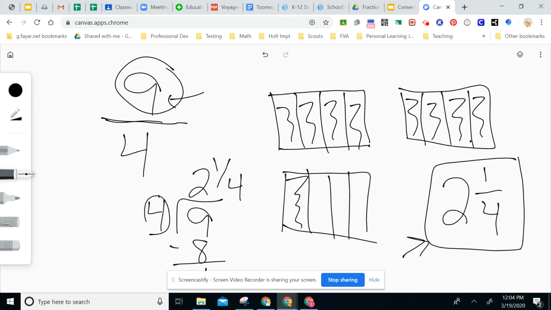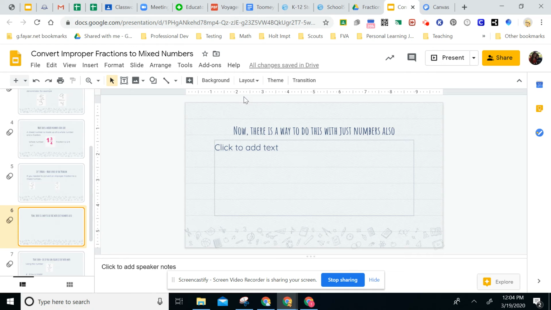So there are 2 ways that you can try to figure these out. You can draw a model first, or you could do it with an algorithm. Some of you are going to be able to look at this and say, okay, I know that 4 goes into 9 2 times. That's 8, and I have 1 left over. So 2 and 1/4. Some of you are also going to be able to reason this out and figure it out in your head as well.